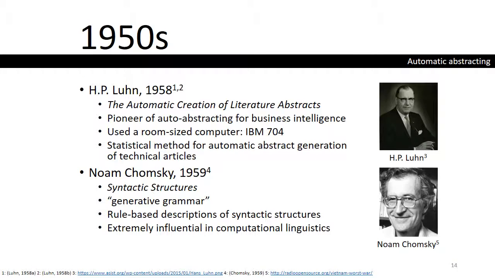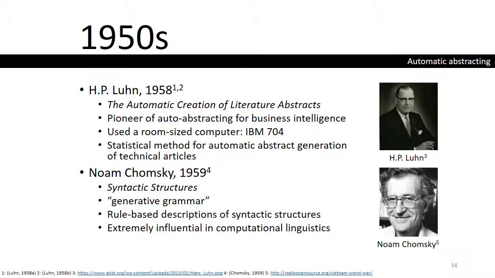If we move forward into the 50s, we have two very key people here. We have Luhn and Chomsky. Now, Luhn tried to develop a system for business intelligence. He wanted to automate abstracts, which were any kinds of documents, or maybe reports, something that was important for a business. So Luhn came up with a very basic method that was pretty much based on statistics and the significance of the individual sentences.